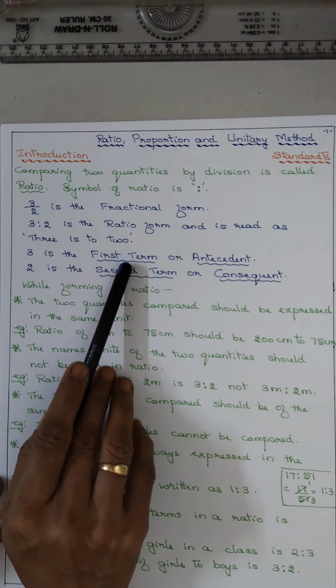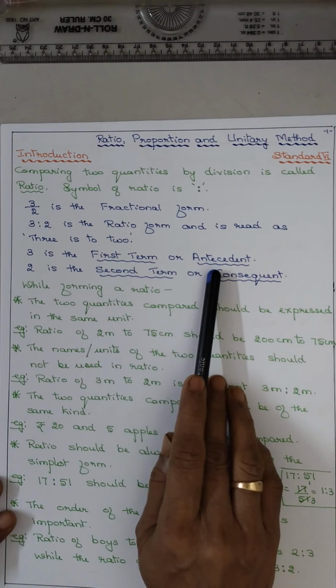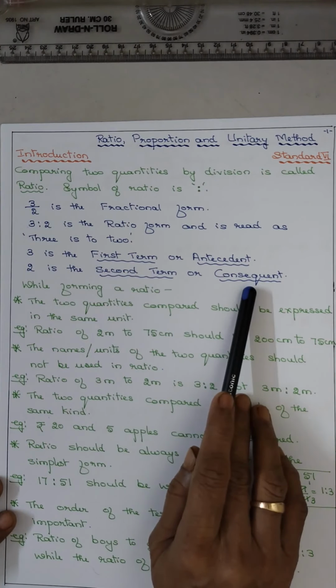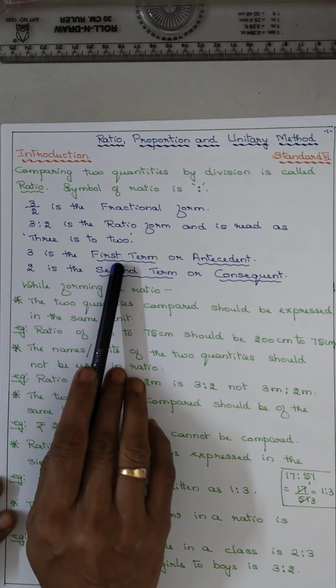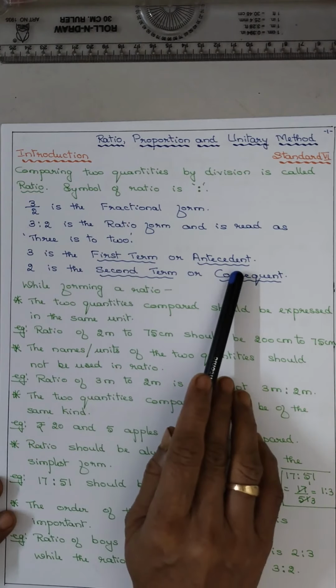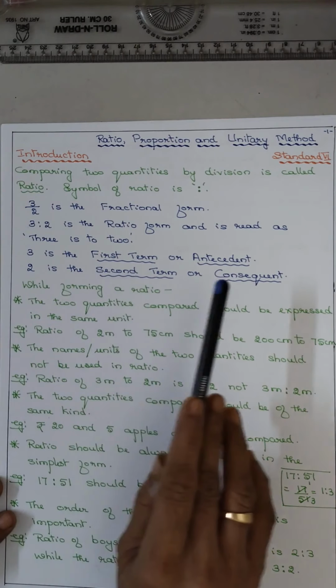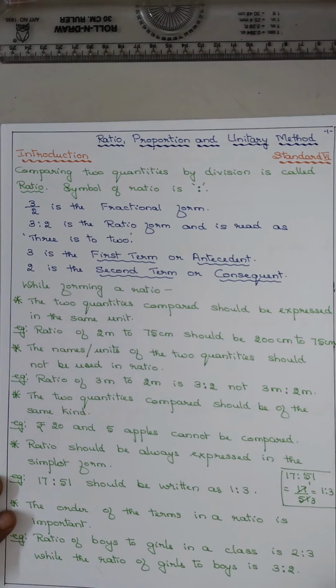3 is the first term and it is also called as antecedent. And 2 is the second term and it is called as the consequent. So first number is the first term, that is antecedent. Second number is the second term or the consequent. You should remember the names.